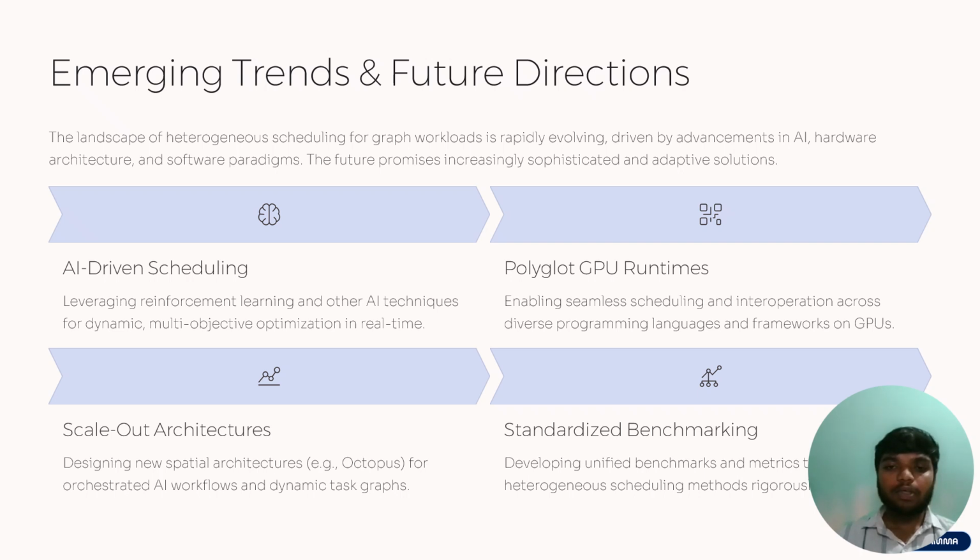Emerging trends and future directions: AI driven scheduling, GPU runtime, scale out architectures, standardized benchmarks. These are the emerging technologies in this AI era, where every software is AI driven, and CPU runtime is also less, so that the product can be cost efficient by the use of AI, and the CPU and GPU involvement is also fully efficient as well.